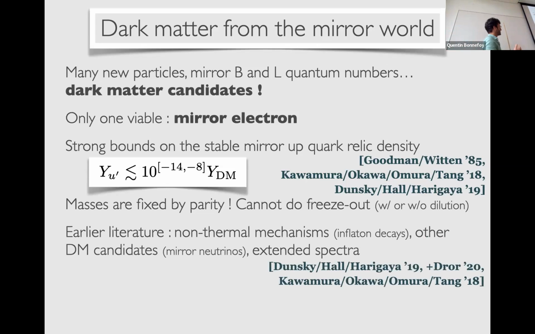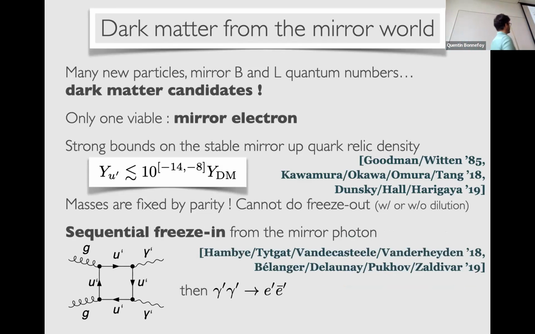In the previous papers, what was discussed is either non-thermal mechanisms, like for instance, the inflaton decaying to just E prime and nothing else. People have considered other dark matter candidates, like the mirror neutrinos we mentioned. If some of the mixings that are allowed by parity are tuned to very small values, you could have long-lived neutrinos and so on, which could be dark matter candidates. People have also considered adding ad hoc fields, so an extended spectrum, to have fields that play the role of dark matter. But here we really wanted to check whether there's at least even a weird cosmology where one of our fields is dark matter in a thermal way and works.